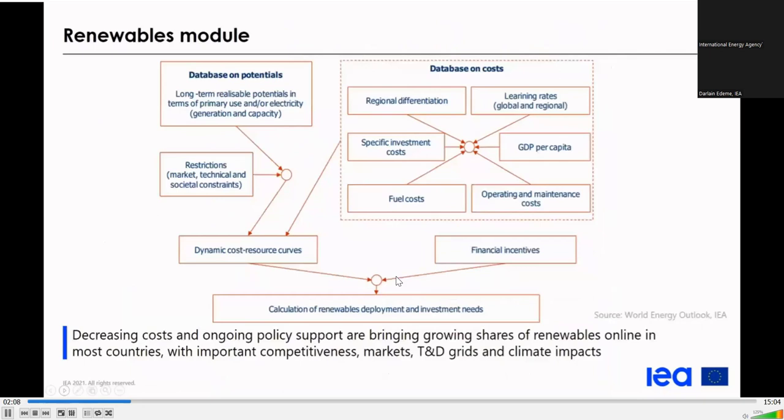When it comes to integrating renewables into the electricity mix, there is some modeling to be done as well, looking at the potential of renewable energies, solar PV, wind, etc., and looking at the cost as well. So this will enable us to calculate the deployment of renewable energy and to estimate the needs for investment. What we observe is that decreasing cost and policy support are really bringing down the cost of renewables and bringing higher and higher the shares of renewables in most countries, with important competitiveness.